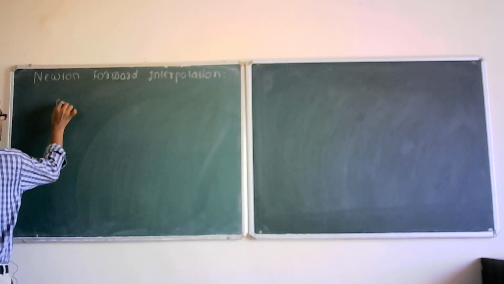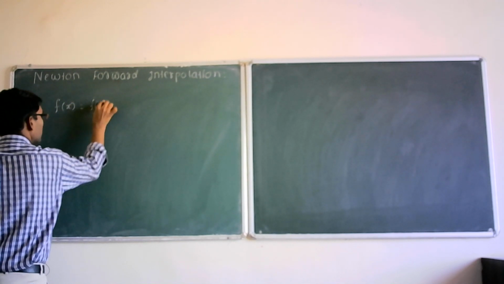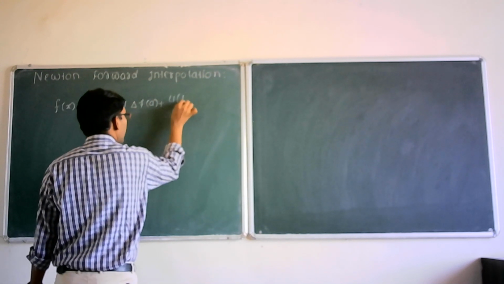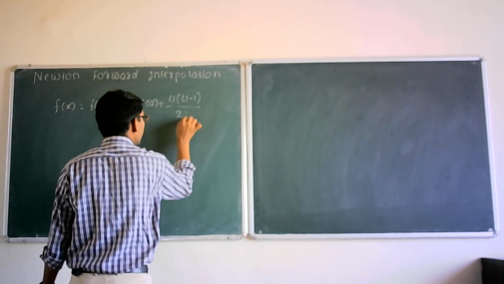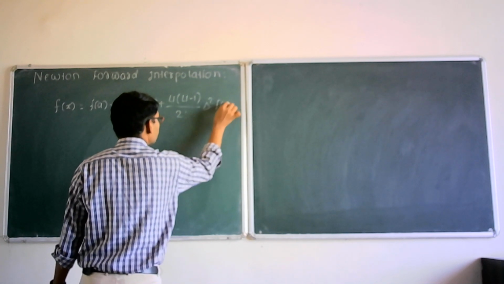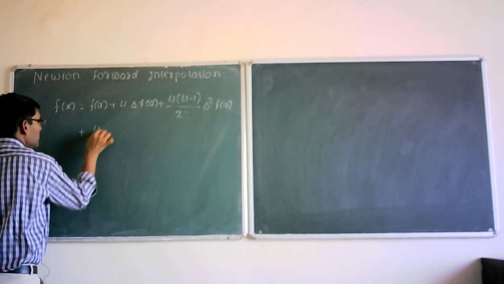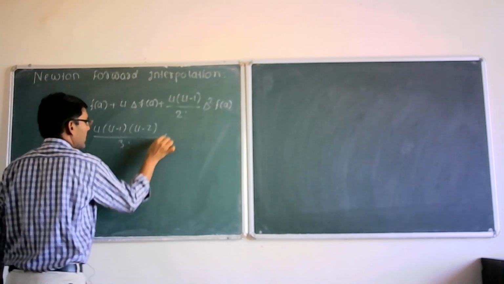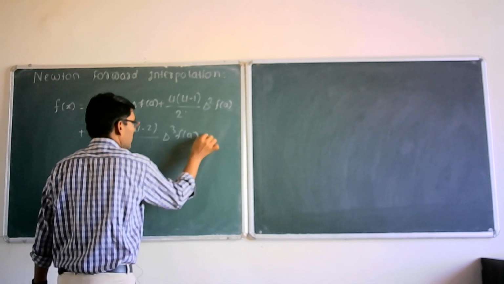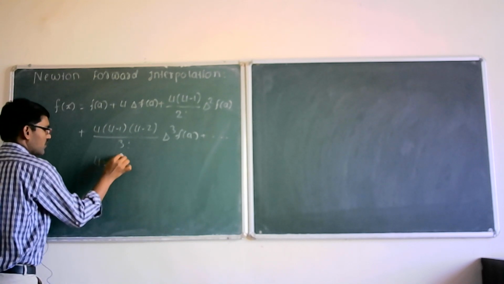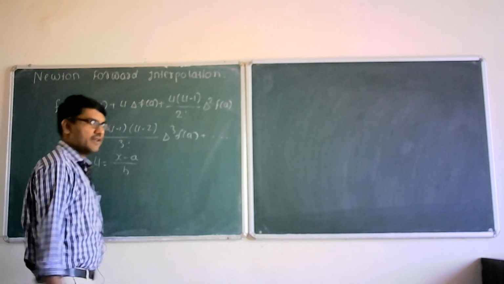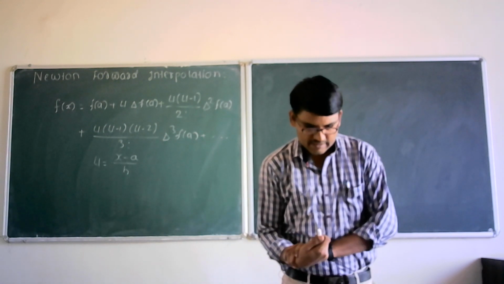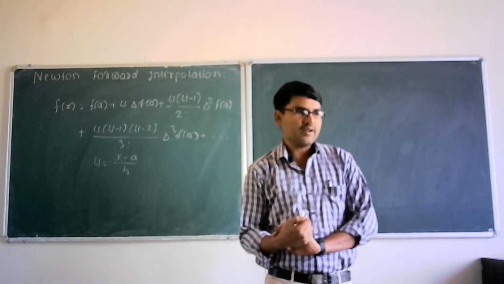What is the Newton forward interpolation formula? F of x is equal to f of a plus u delta f of a plus u into (u minus 1) divided by 2 factorial delta square f of a plus u (u minus 1)(u minus 2) divided by 3 factorial delta cube f of a and so on, where u is equal to (x minus a) divided by h. And we use this formula when we want to interpolate the value of f of x near the starting of the set of values given.